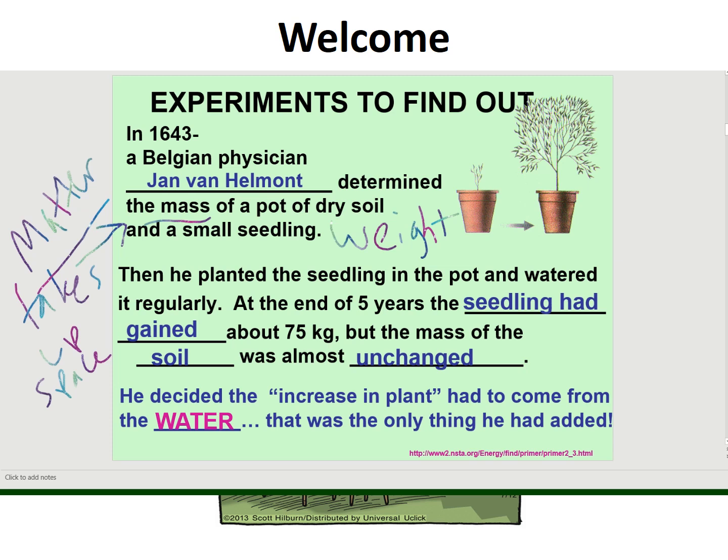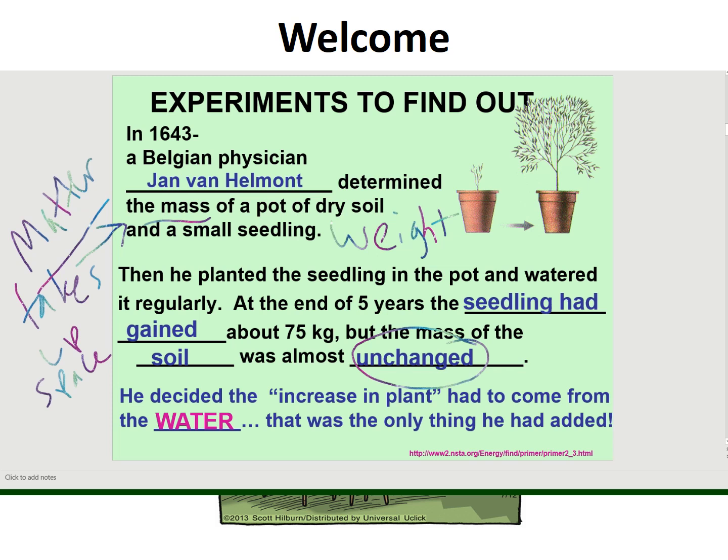So he waited, he planted it. At the end of 5 years, the seedling had gained about 75 kilograms, but the mass of the soil was almost unchanged. What? Only the plant grew, not the soil. He decided the increase in plant had to come from the water. That was the only thing he had added. So, did the increase in weight happen because of the soil? No, because the soil was unchanged. It had to have happened because of the plant and what else? The water. He only added water to it, right?